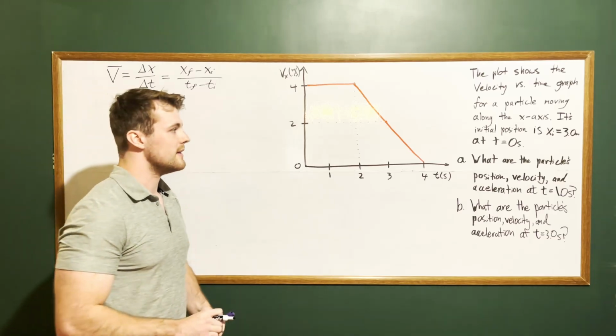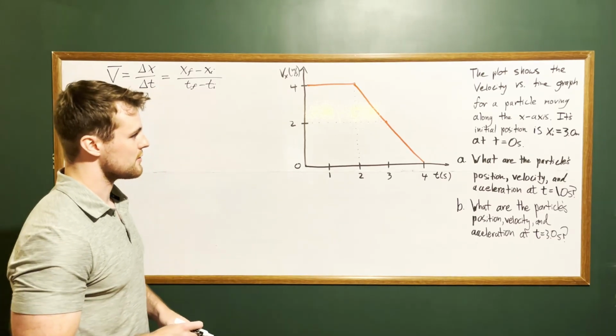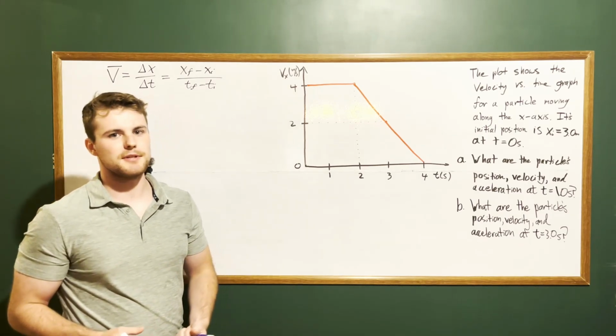So let me show you what I mean. First, let's tackle part A and figure out its position at t equals 1.0 seconds. So to do this, let me write down another property of velocity.